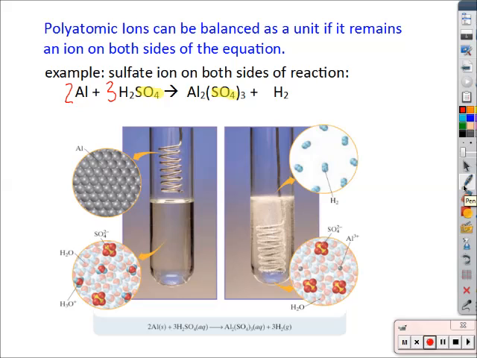To finish up, again, hydrogen, I have 6 on this side. I have 2 over here. I need a 3 in front of there to balance it. So that would balance on both sides.